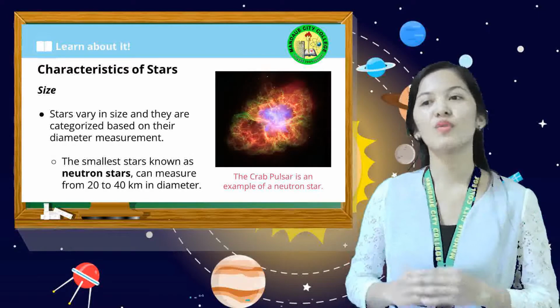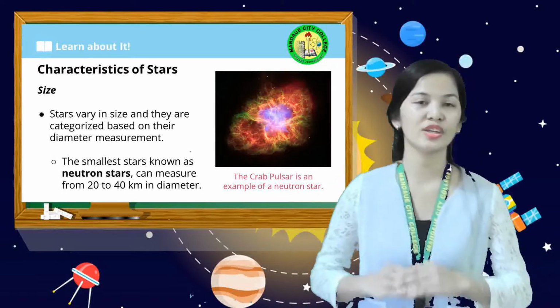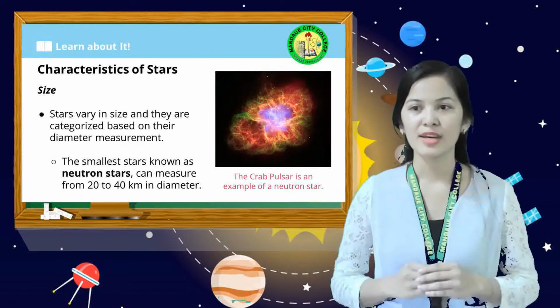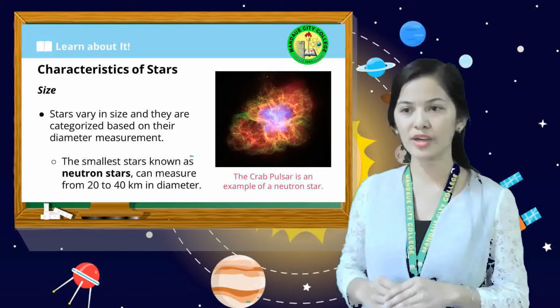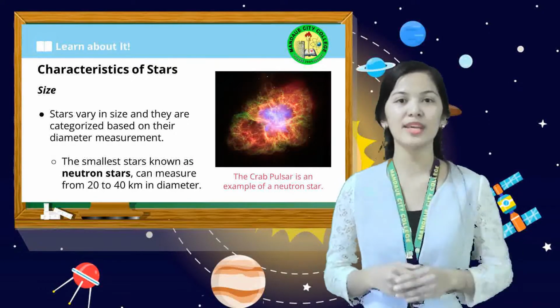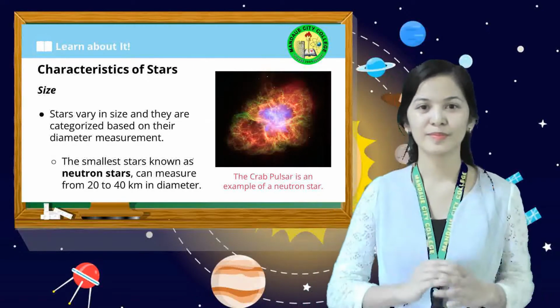So stars vary in size and they are categorized based on their diameter measurement. The smallest stars, known as neutron stars, can measure from 20 to 40 kilometers in diameter.